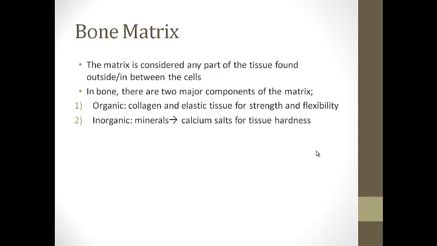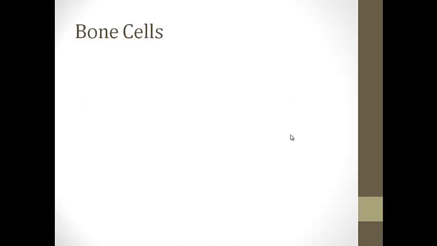And inorganic components are basically the minerals. So this mainly constitutes calcium salts, and what the calcium salts do is they make for the tissue hardness that is found in bone. So basically the characteristics of bone are drawn from the components of its matrix. You've got the strength and flexibility from the collagen and the elastic tissue, and you've got the tissue hardness that comes from the calcium. Okay, so that summarizes the matrix, which was anything found in between the cells.